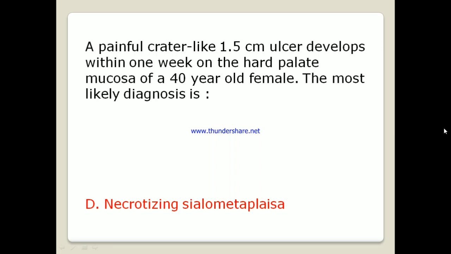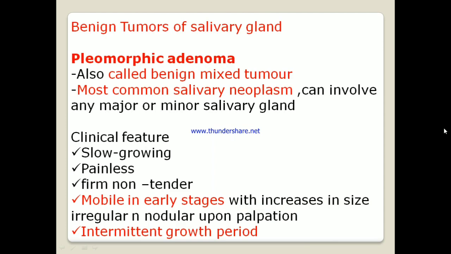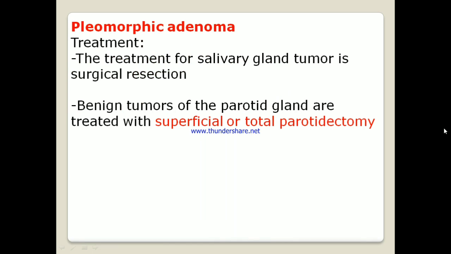Necrotizing sialometaplasia. Benign tumors of salivary gland. Pleomorphic adenoma, also called benign mixed tumor. Most common salivary neoplasm, can involve any major or minor salivary gland. Clinical feature: slow growing, painless, firm, non-tender, mobile in early stages, with increases in size irregular and nodular upon palpation. Intermittent growth period.